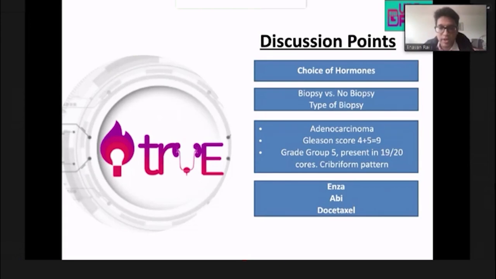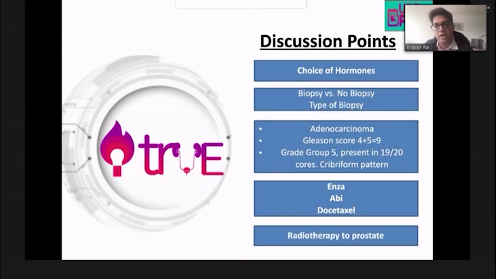So I'll just go on to the next two. If there's no further discussions on this, I'll go on to the next question. Radiotherapy to the prostate, I think Jayashree answered that earlier on. She said this is not an option. I suspect everybody will agree with this. And surgery, I think I know what the answer is. I think it's probably not an option.